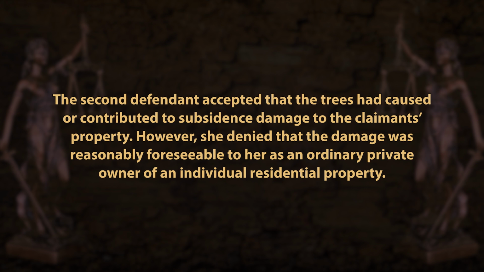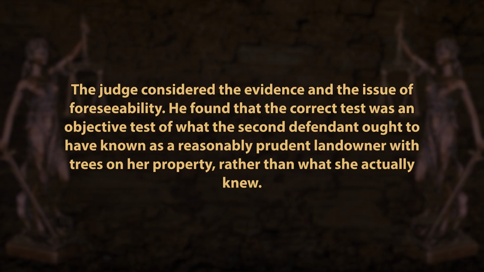However, she denied that the damage was reasonably foreseeable to her as an ordinary private owner of an individual residential property. The key issue before the court was to decide if the damage was reasonably foreseeable, and in particular, whether Mrs. Kane, as an individual residential owner, knew or ought to have known about the risk of damage. The judge considered the evidence and the issue of foreseeability. He found that the correct test was an objective test of what the second defendant ought to have known as a reasonably prudent landowner with trees on her property, rather than what she actually knew.